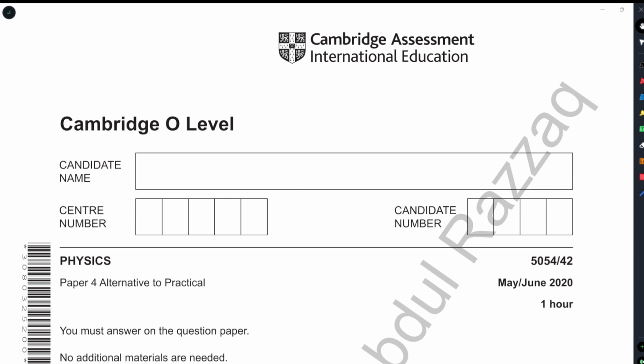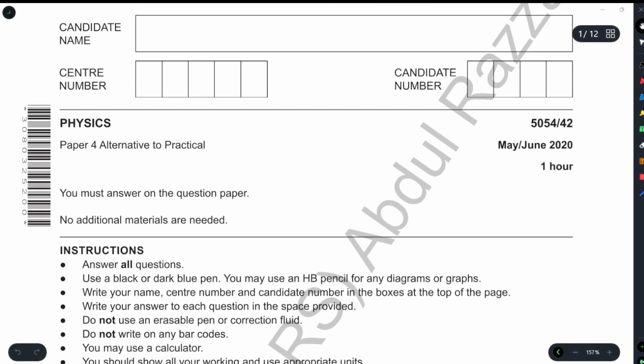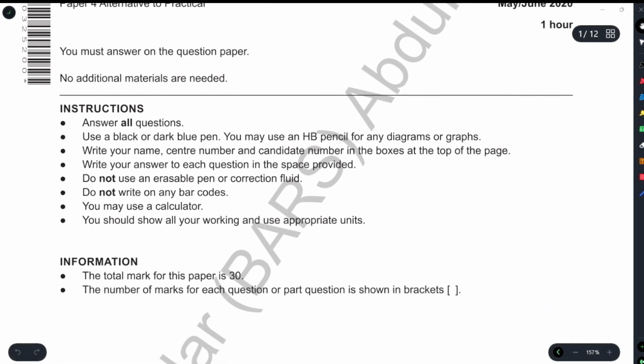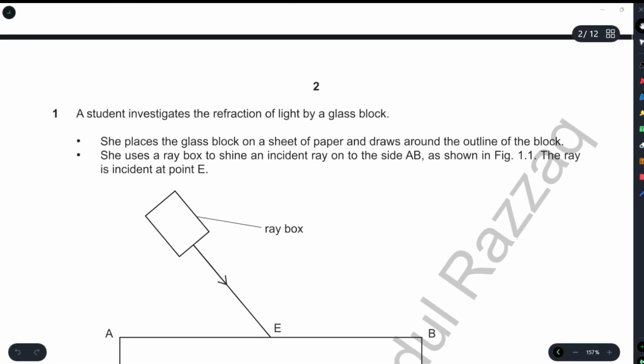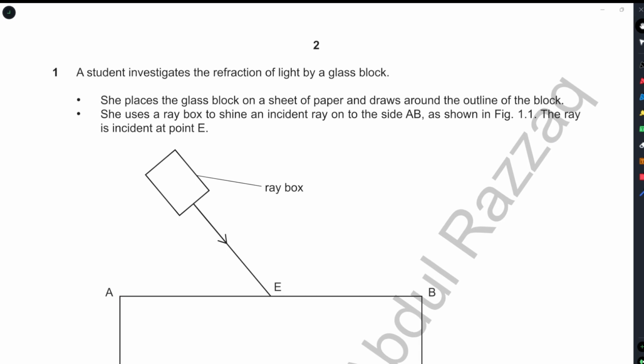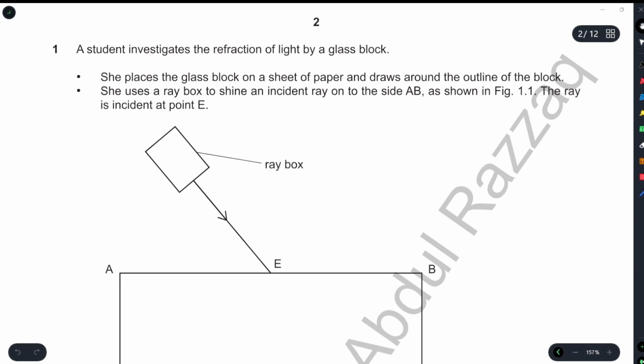So May June 2020, that's the alternative to practical. This is the third paper that we are doing. 2022 inshallah we'll do as well. So stay tuned for that to the channel.